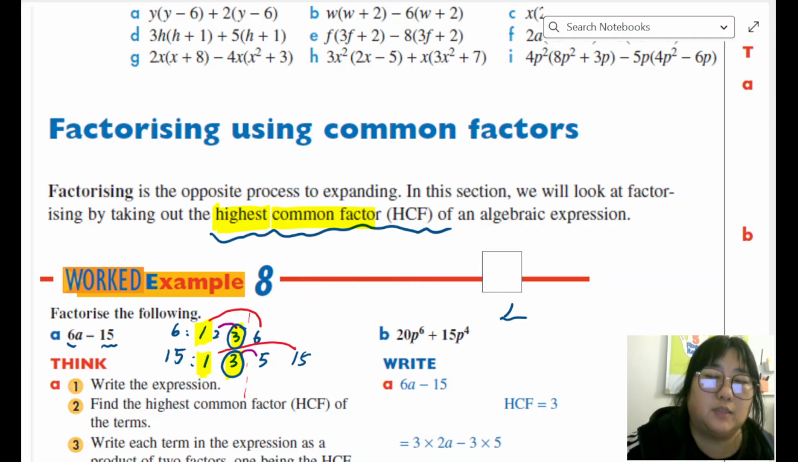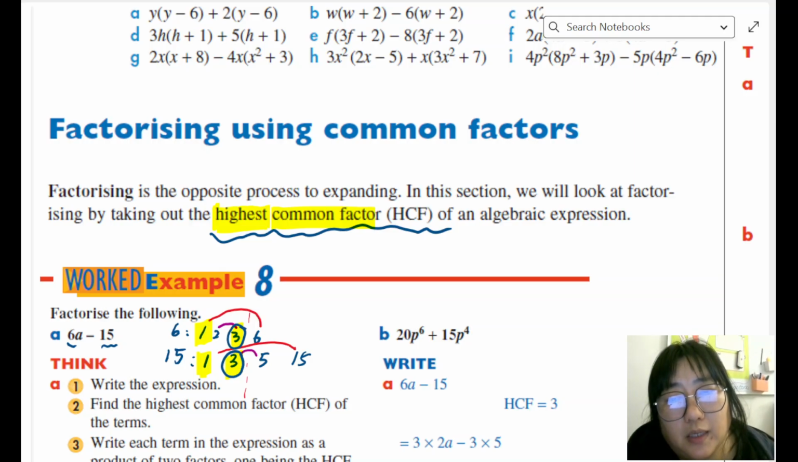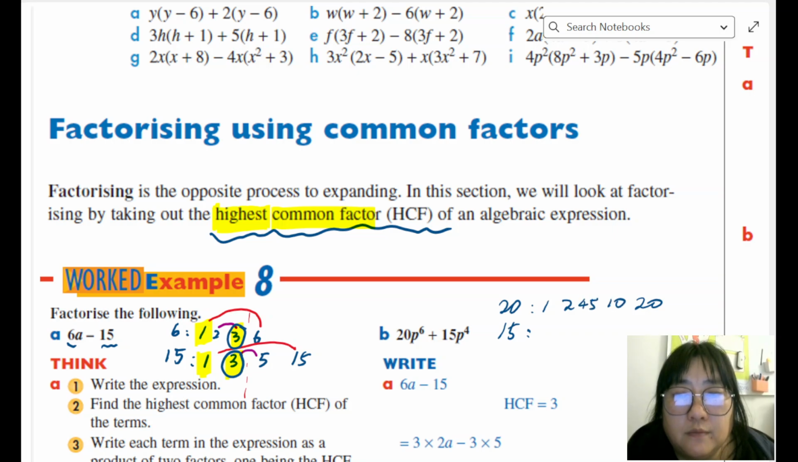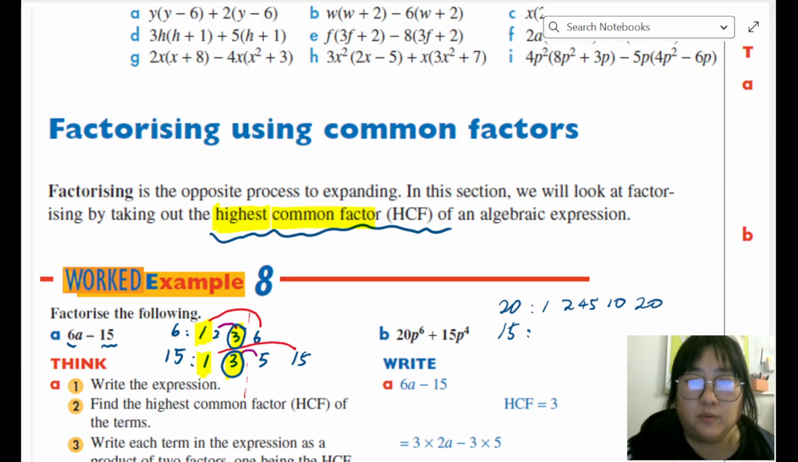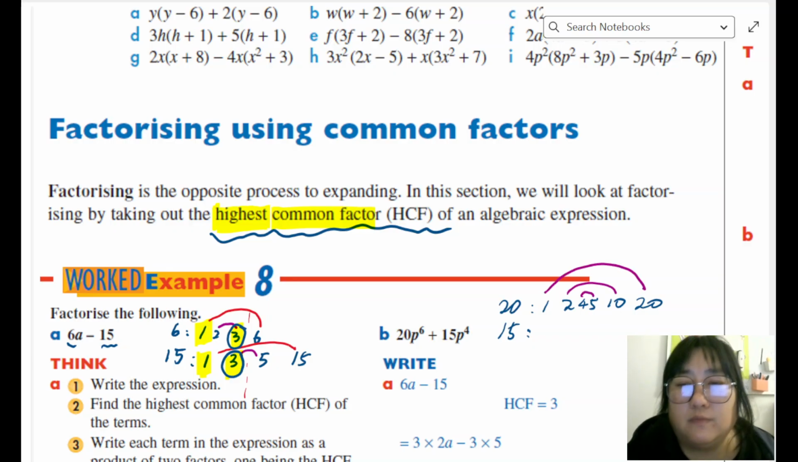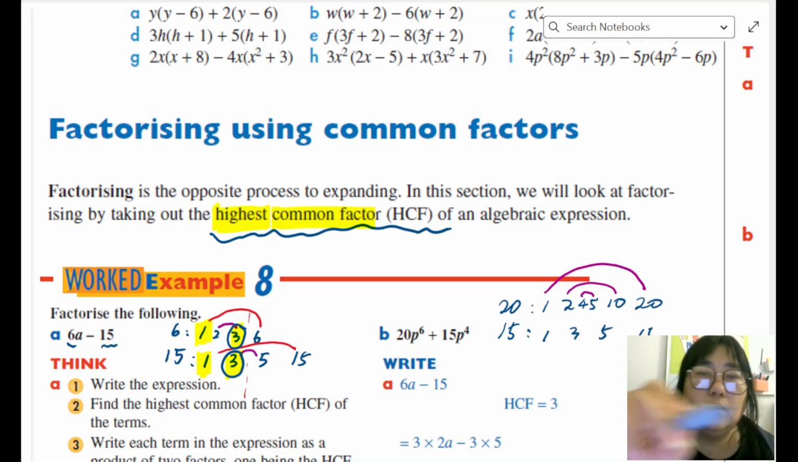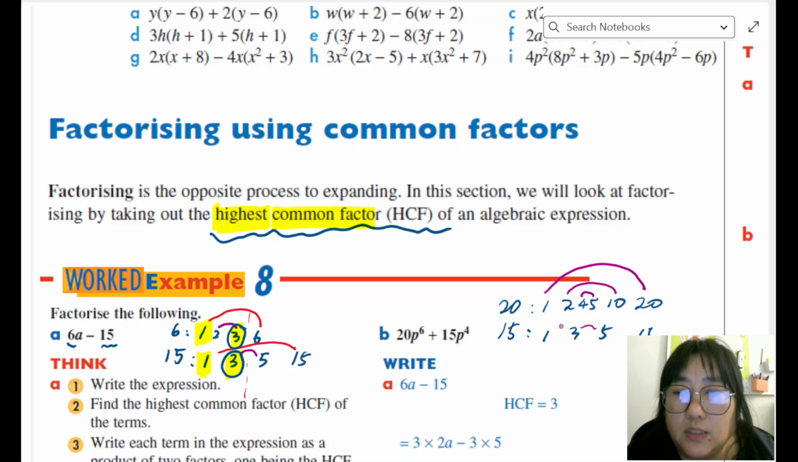Now we will check question B. In question B, you can find they not only have numbers, they have a common factor in the letter part too. So now we check the factors of 20. They are 1 and 20, 2 and 10, then 4 and 5. I can still use the rainbow. And also I can write down 15. 15 is 1 and 15, and 3 and 5. That is another pair.